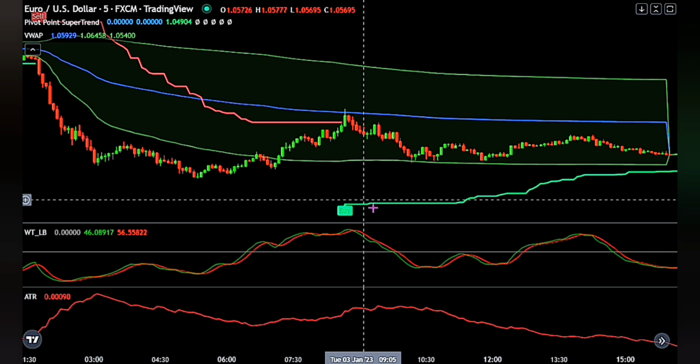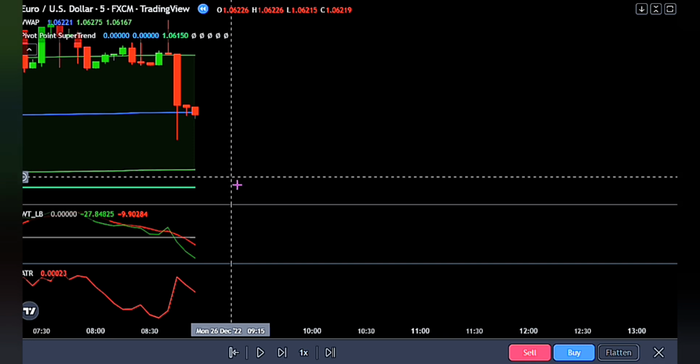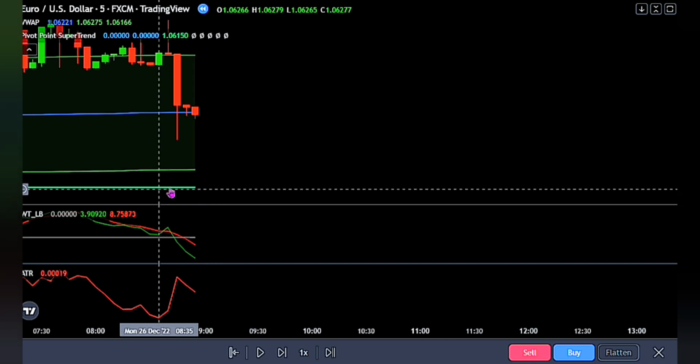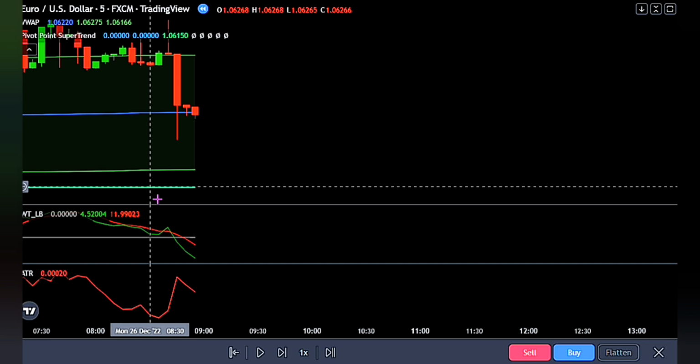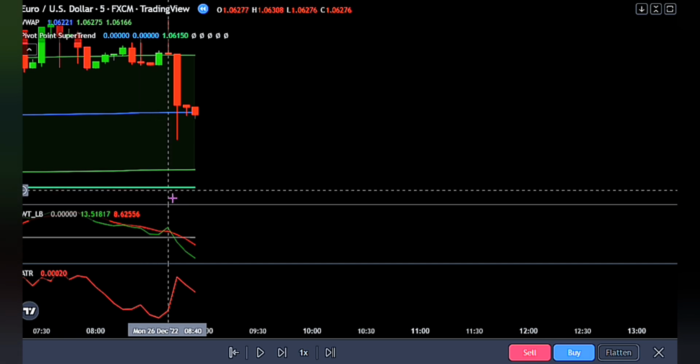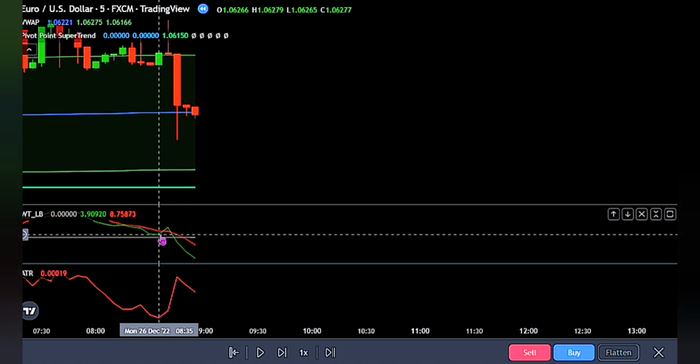Let's go over the rules for a valid buy and sell signal. For a buy signal to be valid, we first need to check our trend identifier, as we would want to see it on green. This means that we won't be taking any sell trades as long as we have this on green. If this happens to be on green, we would now wait for our wave trend to give us a valid long entry. How do we identify that?